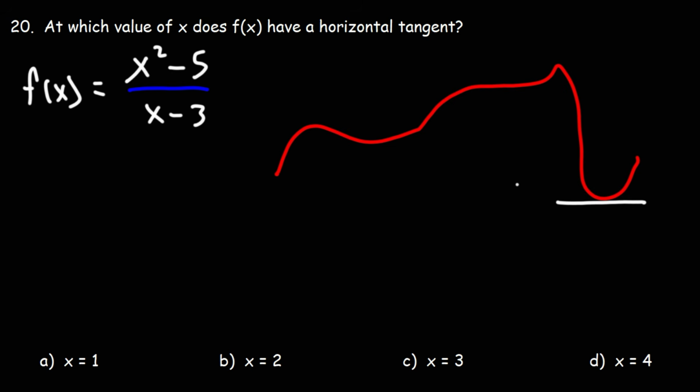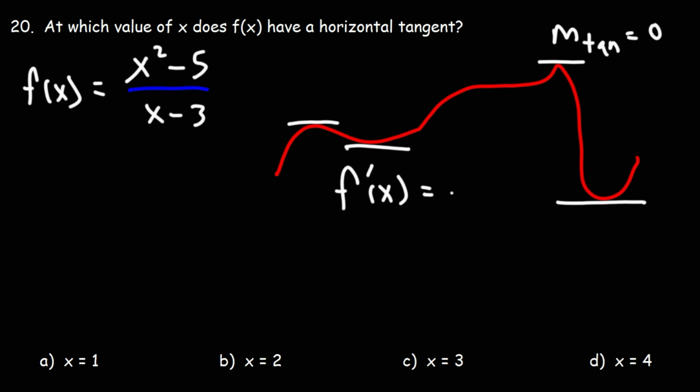So let's say we have a curve that looks something like this. Here, the curve has a horizontal tangent. It has a horizontal tangent here and here. And this is also a horizontal tangent. So the horizontal tangent occurs when the curve has a slope of 0, which means that the instantaneous rate of change is equal to 0. That's when it has a horizontal tangent. So in order to find the x values in which f has a horizontal tangent, we need to find the first derivative, set it equal to 0, and solve for x.